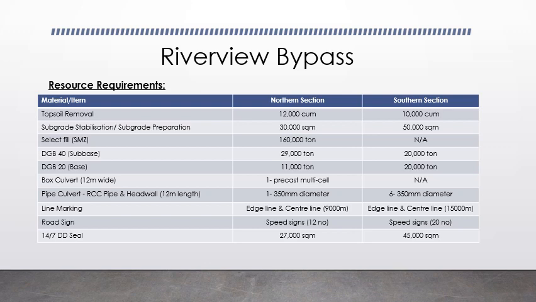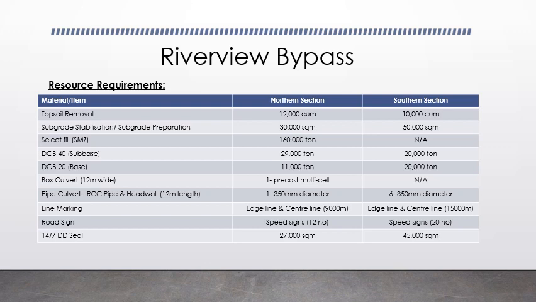Box culvert is 12-meter wide. We have one box culvert in the northern section. It will be a precast multi-cell box culvert, and in the southern section we don't have any box culvert. Pipe culvert with the head wall and RCC pipe. The dia would be 350 mm and the length approximately 12 meter. Northern section we have only one pipe culvert. Southern section we have six pipe culverts.